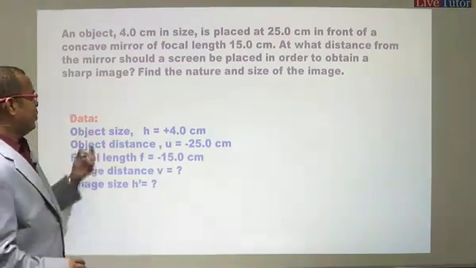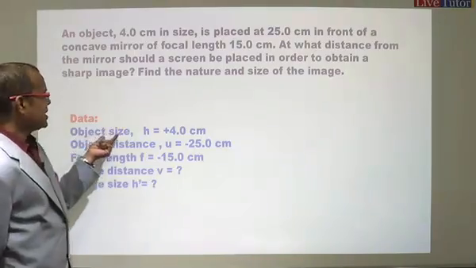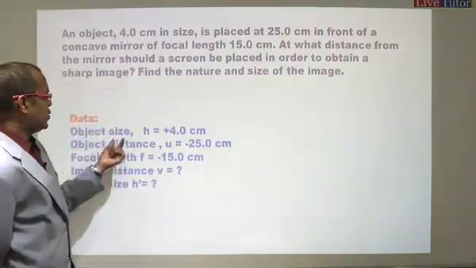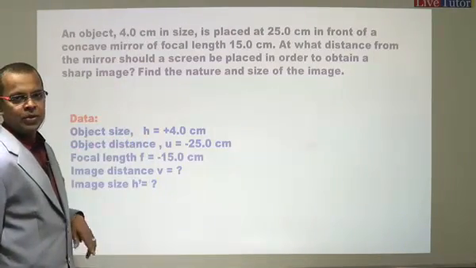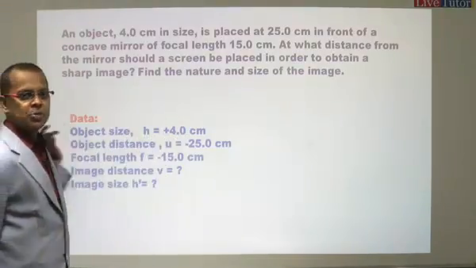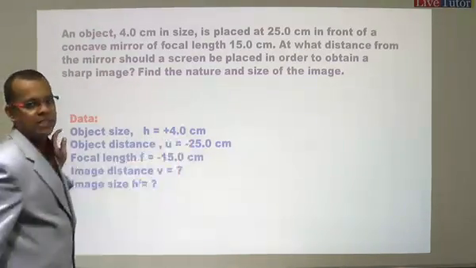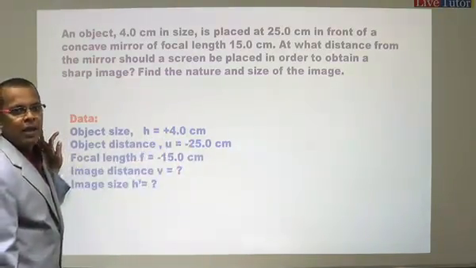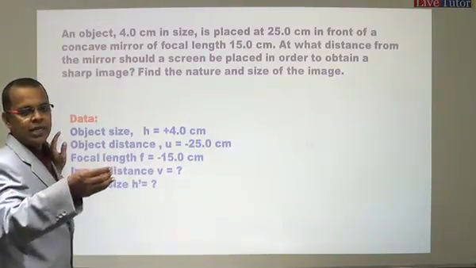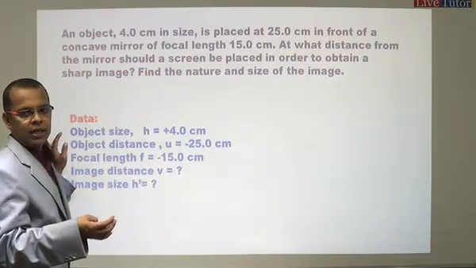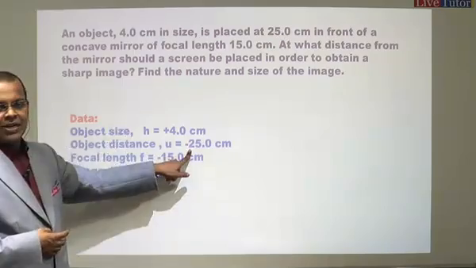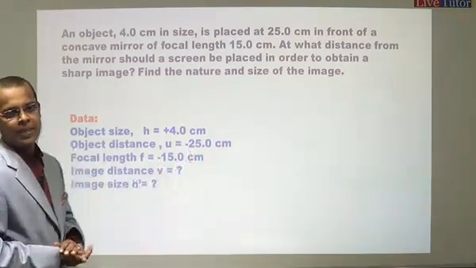Now look at that. What is the data given here? The object size is given, the first one is 4.0 centimeter in size. So the object height is h. It is measured above the principal axis, so it should be taken as positive 4 centimeter. And the object distance, remember that. When you are placing any object in front of a concave mirror, you are measuring that to the left of the mirror. So it should be taken as negative, minus 25 centimeter.